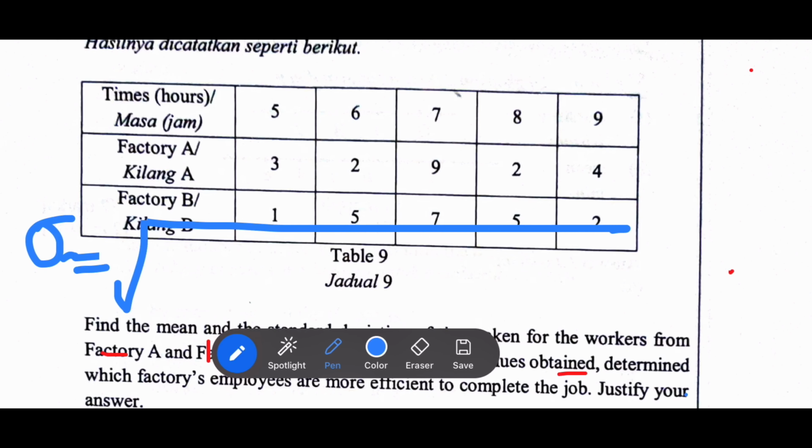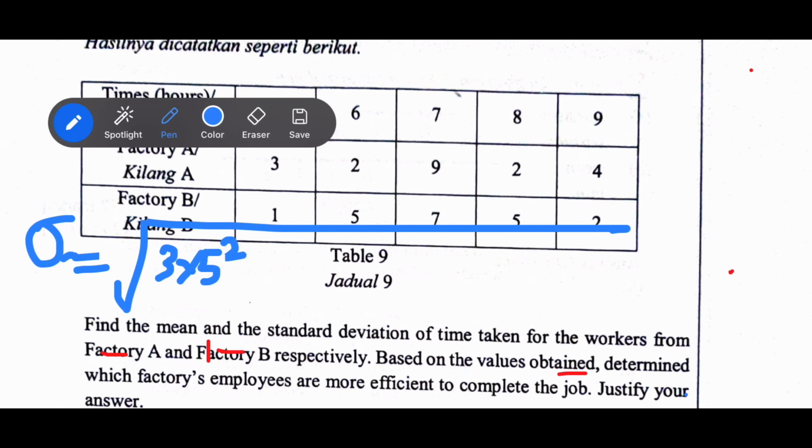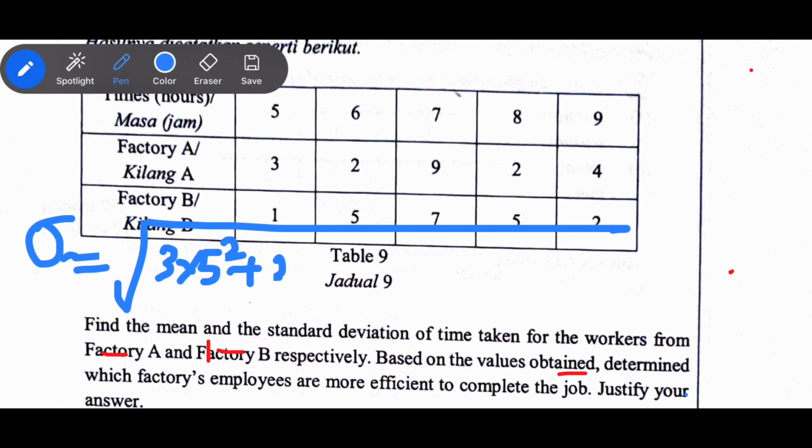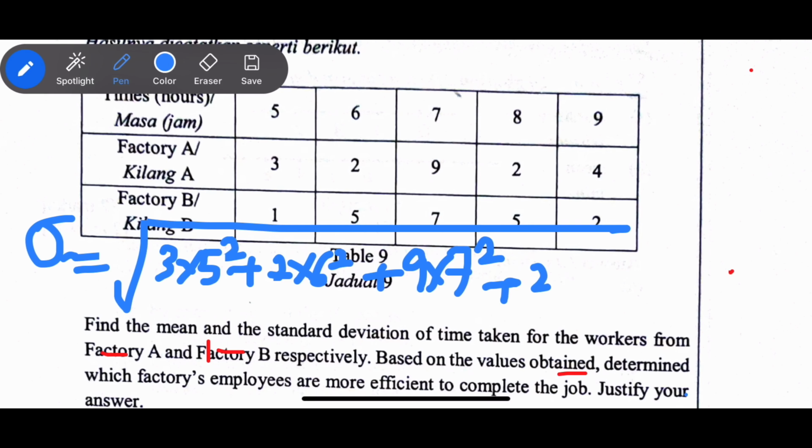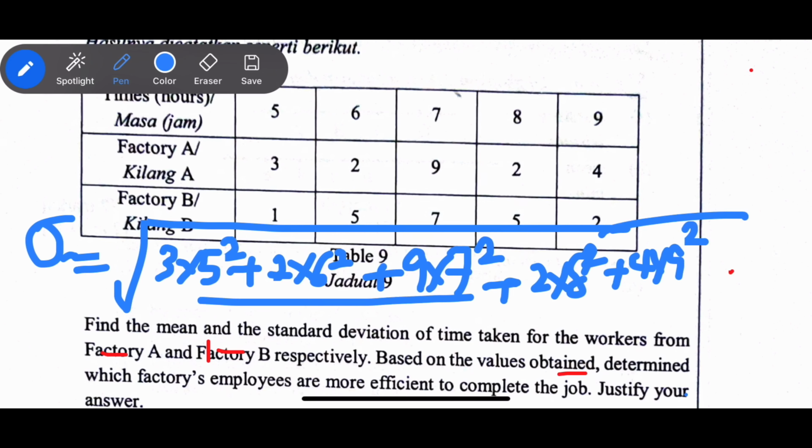Find the standard deviation. Do you know how to find the standard deviation? I'm sure you know how to do it, right? You can just take the formula: sum of the data squared over n, minus the mean squared, and then you square root. Now copy down the formula and try to find the standard deviation for factory A and factory B, and then we will choose the best based on the smaller standard deviation. I let you try first before I discuss further. So now you try to do it on your own.